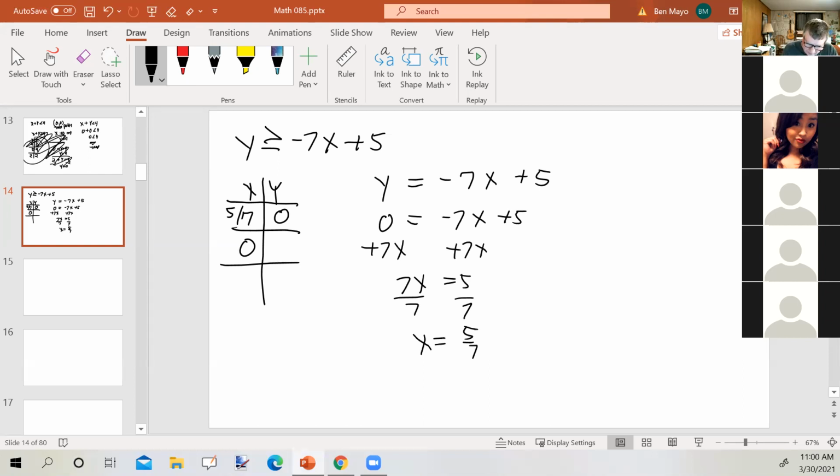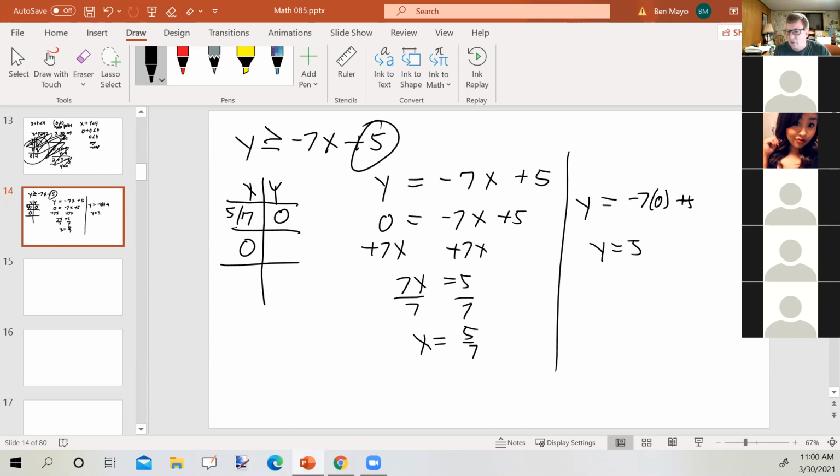And then let's find the y-intercept by setting x equal to 0. y equals negative 7 times 0 plus 5. y equals 5. Now, if you're sitting there going, well, that's the y-intercept because it's in slope-intercept form, you're absolutely correct. Okay. So we've got those 2 points, 5/7 comma 0 and 0 comma 5. Any question about that? All right. So 5/7 comma 0 and 0, 5.